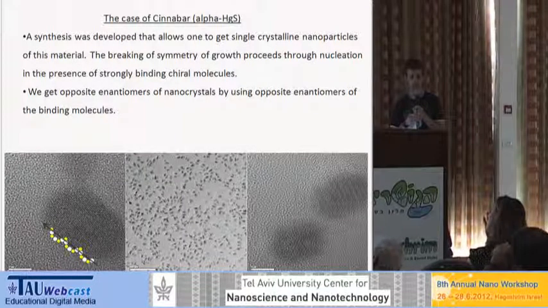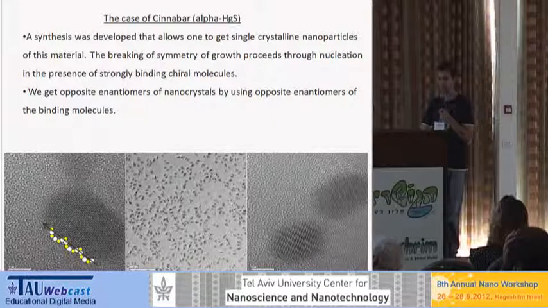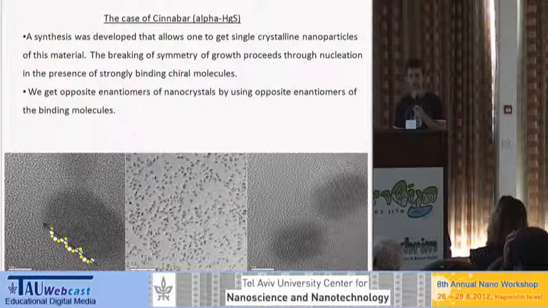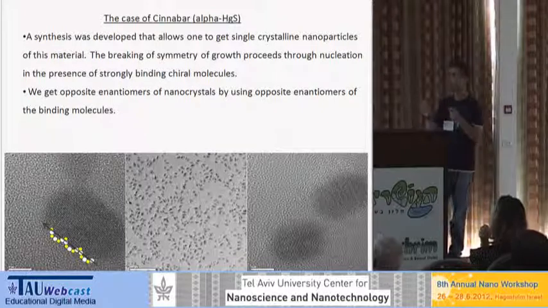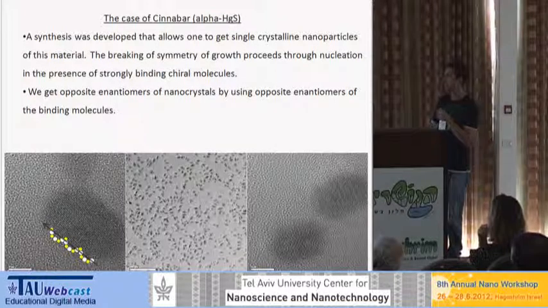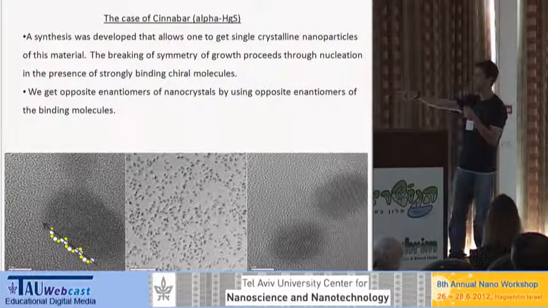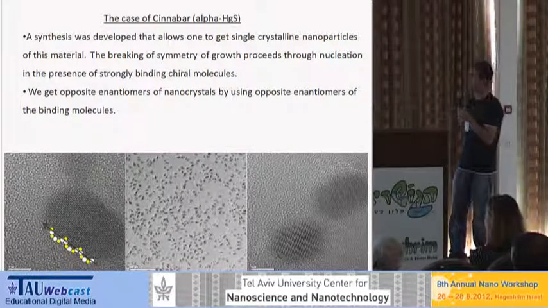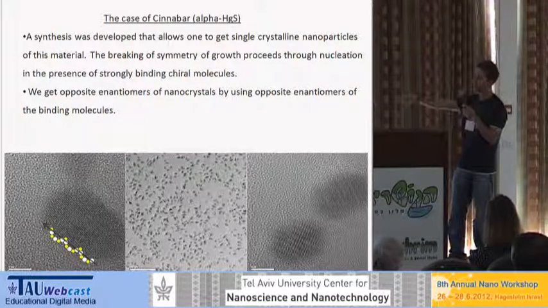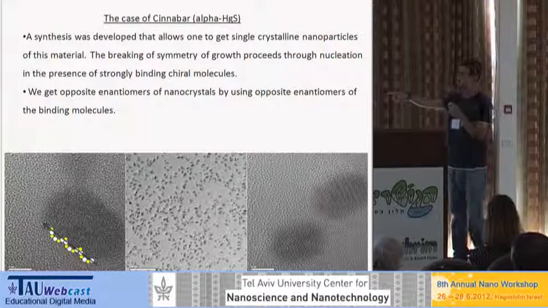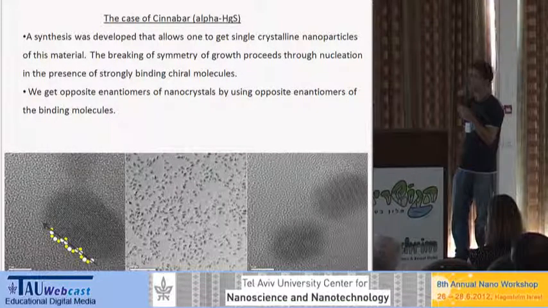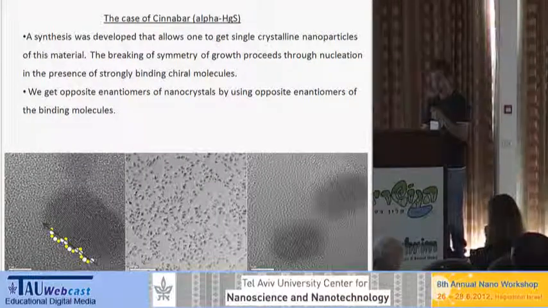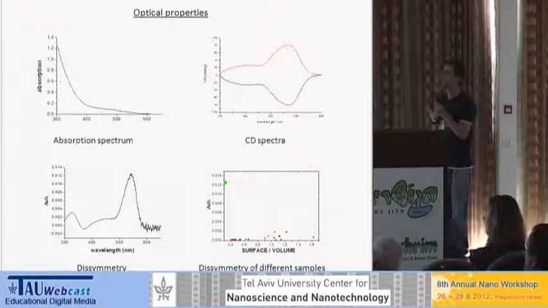And we have succeeded. We get opposite enantiomers of nanocrystals by using opposite enantiomers of the perturbing chiral molecule. These are images of the nanocrystals we got. This is mercury sulfide. There is a small scheme of a helix which represents the direction of the helixes of atoms relative to the c-axis of each nanocrystal. These are the measurements we've done.